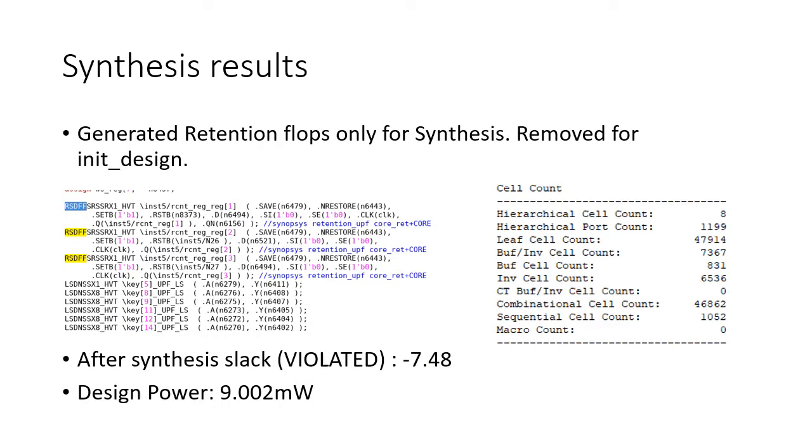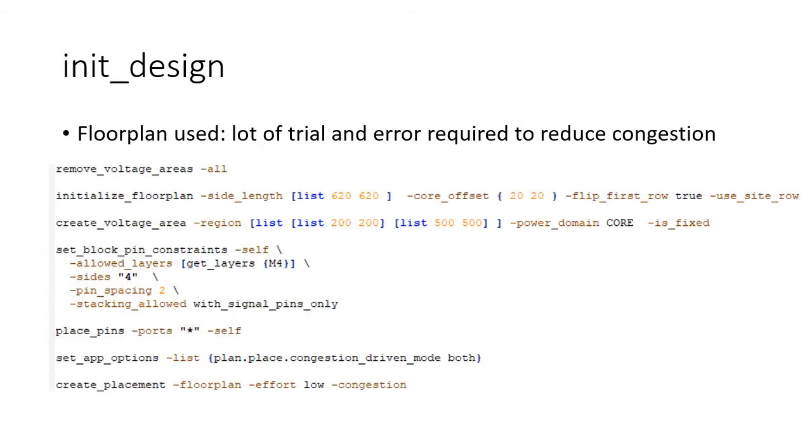The synthesis results are as below. I could generate the retention flop, but I removed them for the later stages as I could not fix the errors related to UPF even after using the power state tables. The leaf count that was obtained is around 48K, and the synthesis slack is minus 7.48, and the design power is 9 milliwatts.